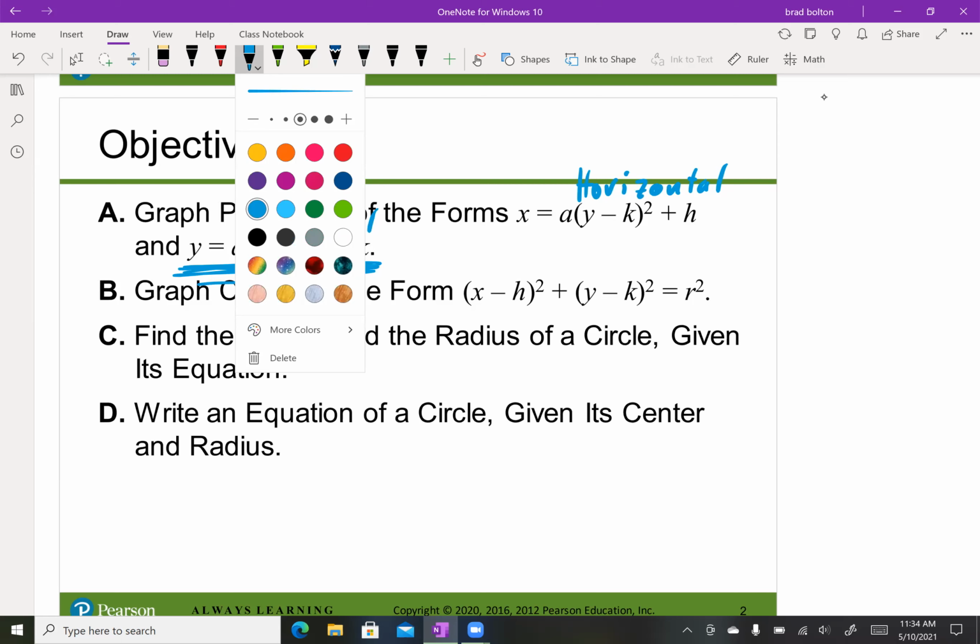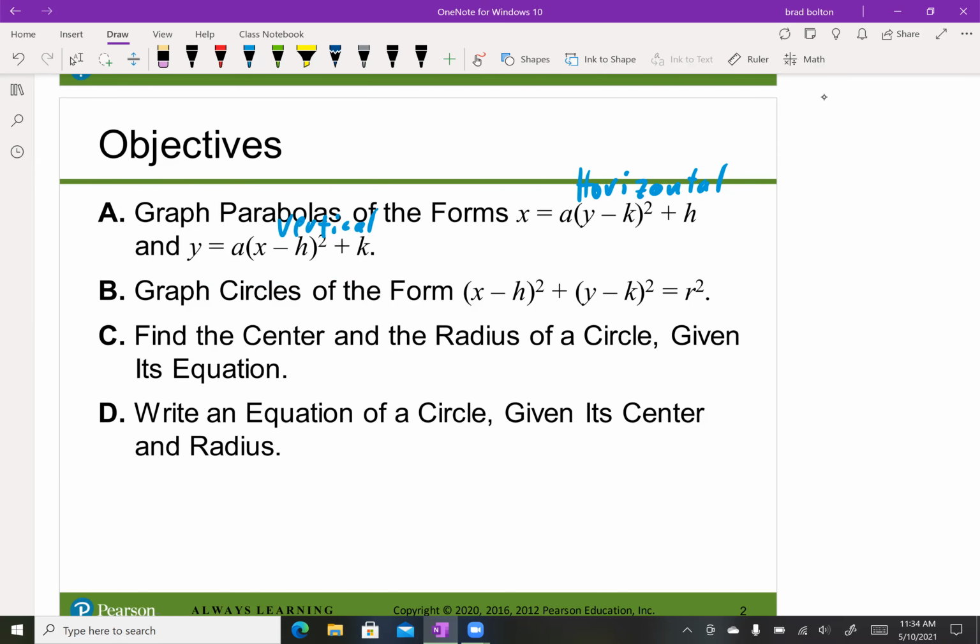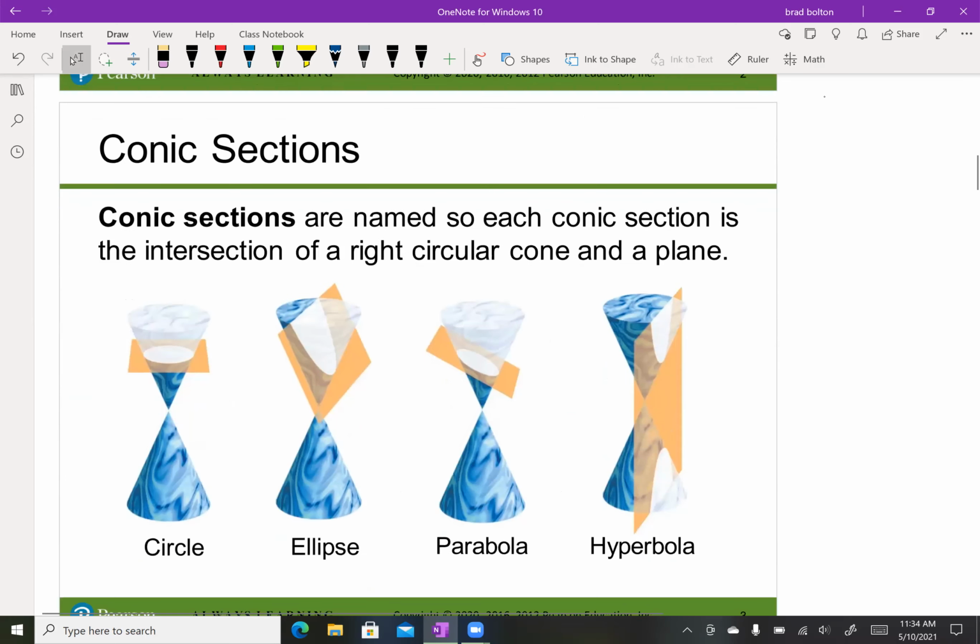Okay, let me change the font of my pen. So the next thing we're going to talk about is graphing circles of the form x minus h squared plus y minus k squared equals r squared. This is what I refer to as standard form for a circle. And then we're going to find the center and the radius of a circle given its equation, and we're going to write an equation for a circle given its center and radius. So the beginning will be about parabolas and the end of this section will be about circles. And they're not too bad.